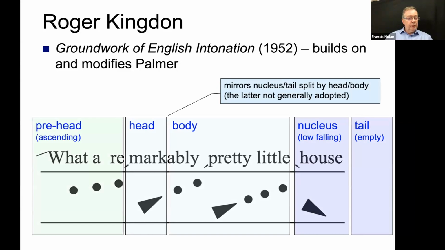And then he also introduces the term pre-head. So those unstressed, unaccented syllables before the first accent, "What a remarkably pretty little house." If they're unaccented, then they come into a category of their own, part of the intonational phrase, namely the pre-head. And here he would call it an ascending prehead.